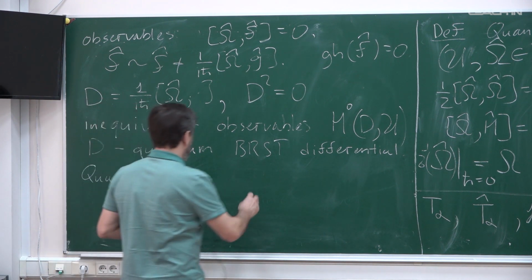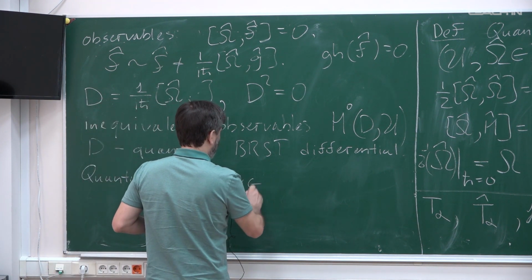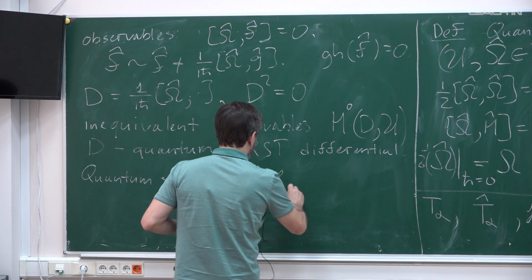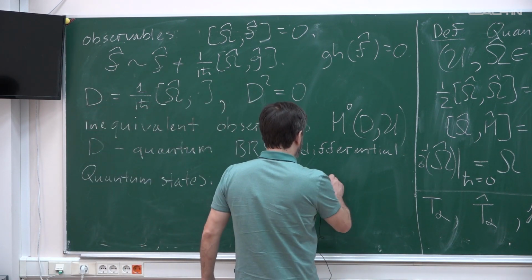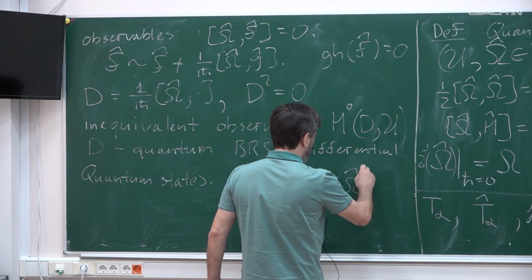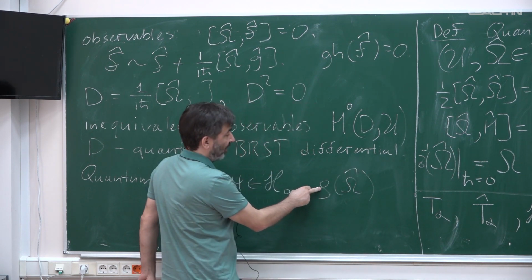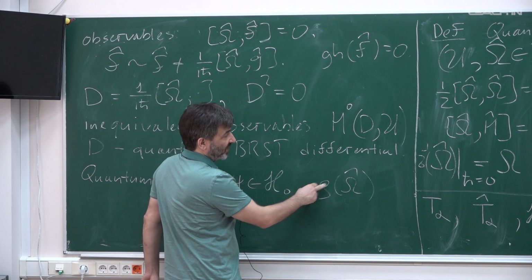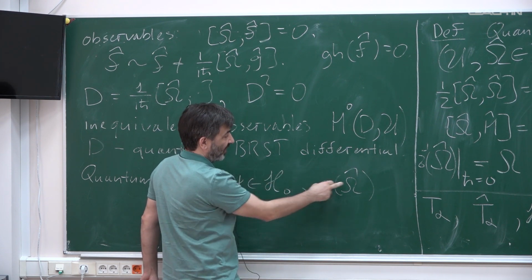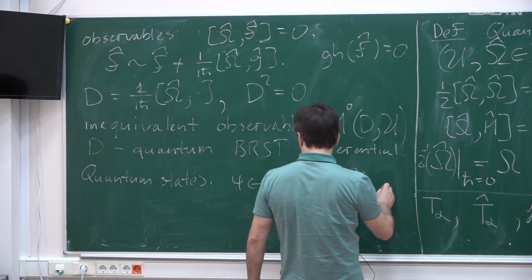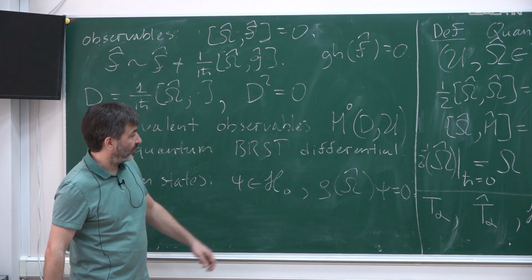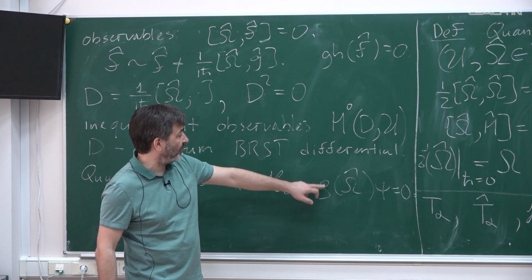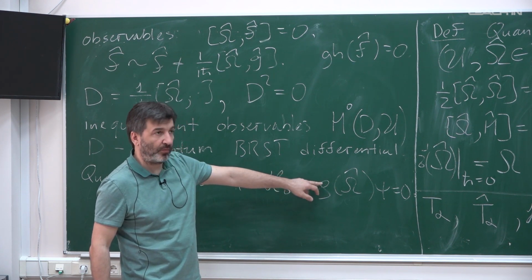And these are precisely states from our H naught. Let's immediately ask them to have degree 0, which are annihilated by our BRST operator, where rho is our representation, right? So that's how our BRST operator acts on our states. And in the following, I'm going to drop this rho because it's obvious.